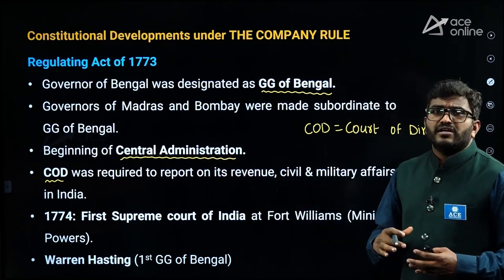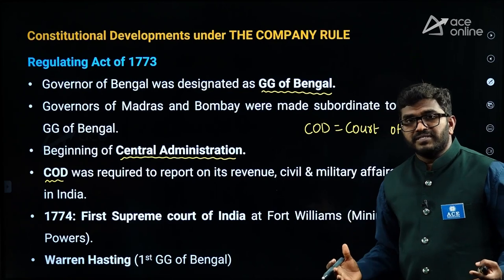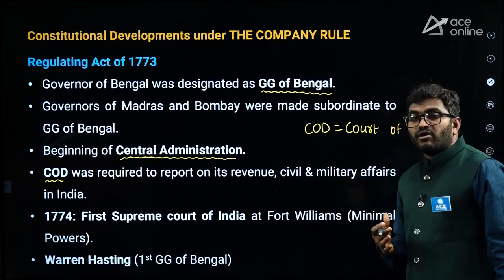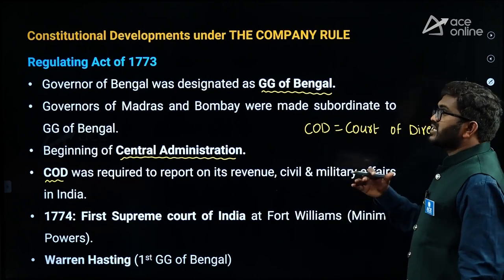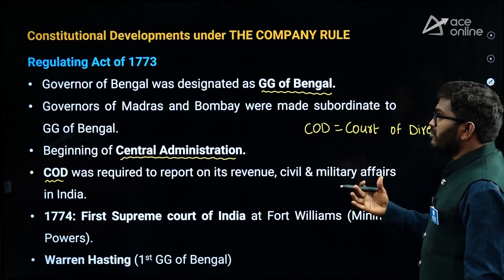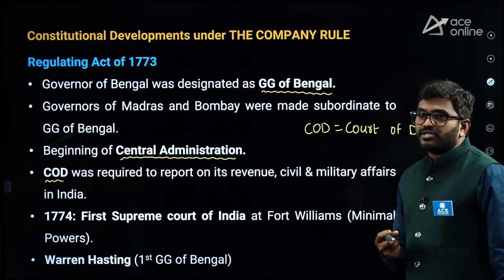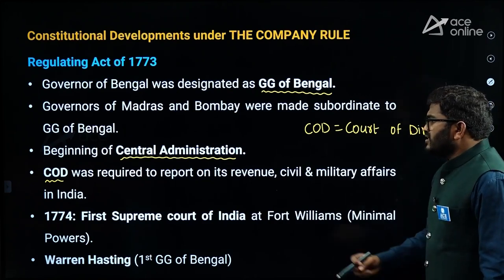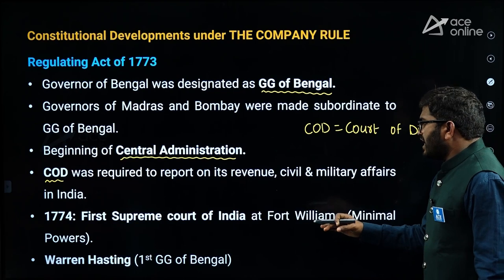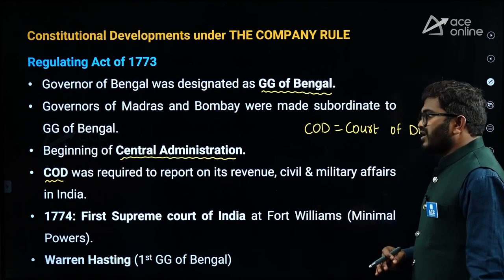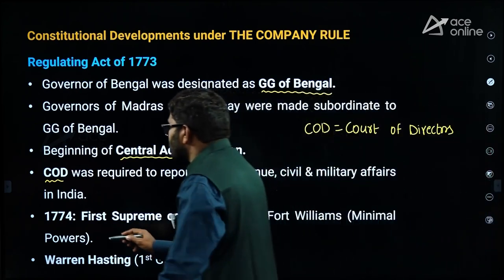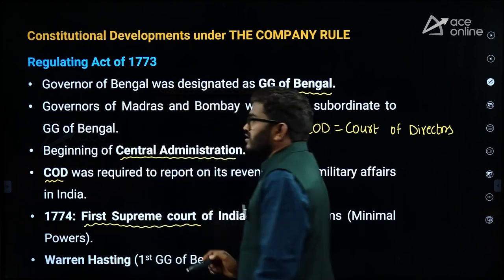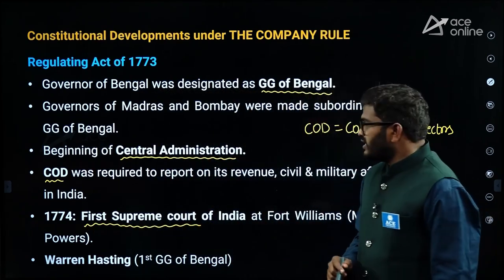There are some British IAS officers, some ministers there. So they are acting as a Court of Directors. So the Governor General of Bengal, Governor of Madras and Bombay should get the permission from the Court of Directors. And in 1774, the first Supreme Court of India was established at Fort William in Calcutta. So remember, the first Supreme Court was evolved in Calcutta.